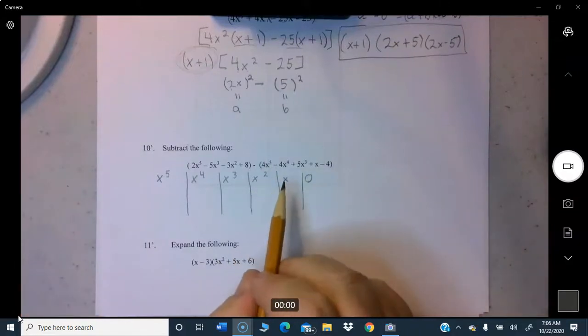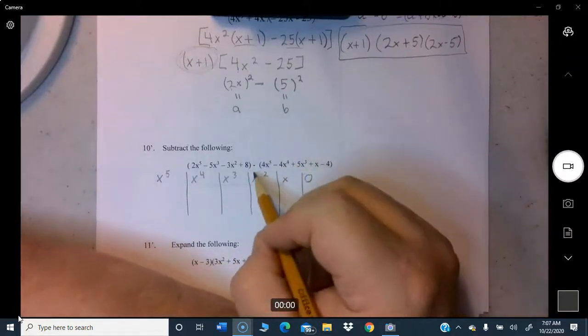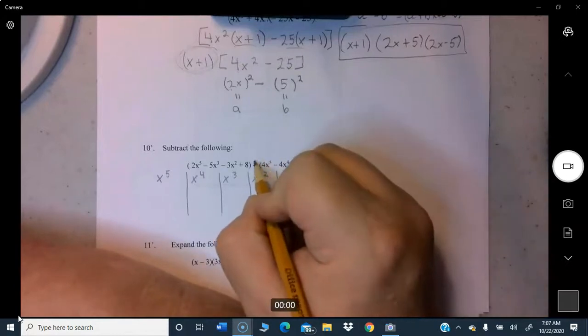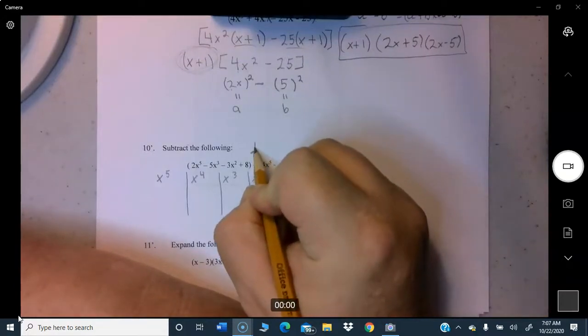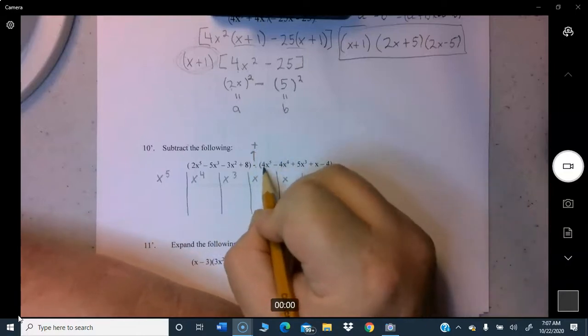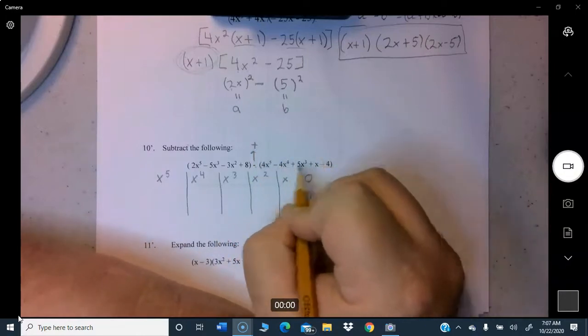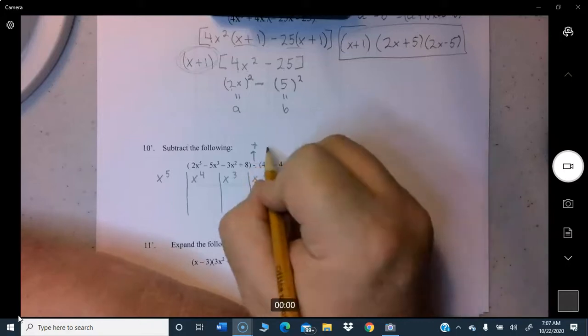Okay, with a subtraction, the best way to handle it is turn it into an addition problem. So we're going to come up here and make it a plus sign, and then we're going to flip all the signs here. So this becomes negative 4x to the 5th.